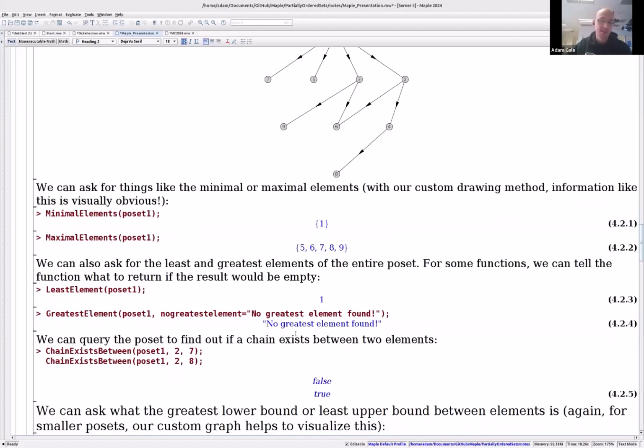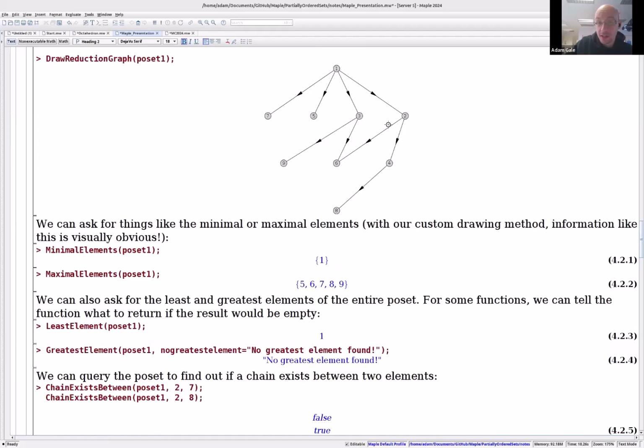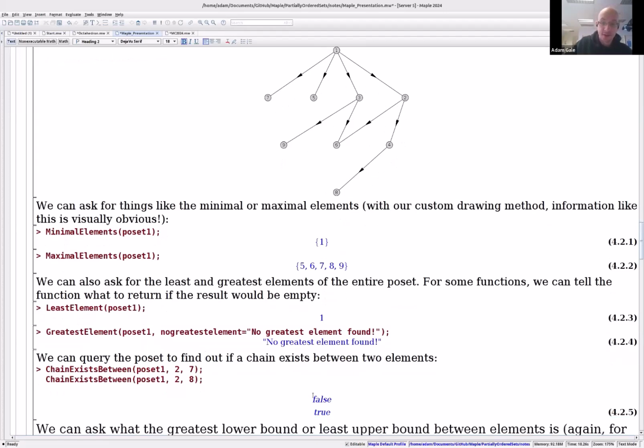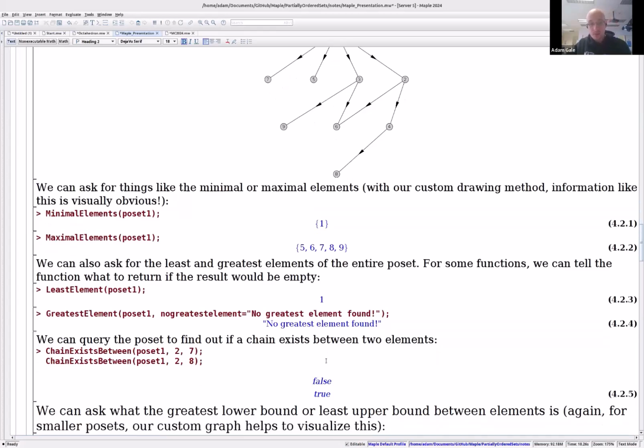We can also query the poset to find out if a chain exists between 2 elements. Here we're querying for a chain between 2 and 7 and 2 and 8. If we look at the graph, we can see there's no link between 2 and 7, and there is a chain between 2 and 8, so we get false and true.